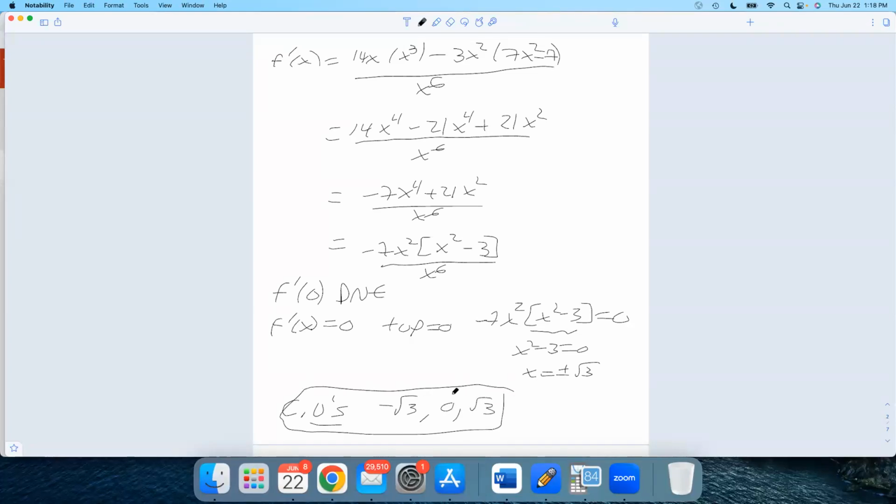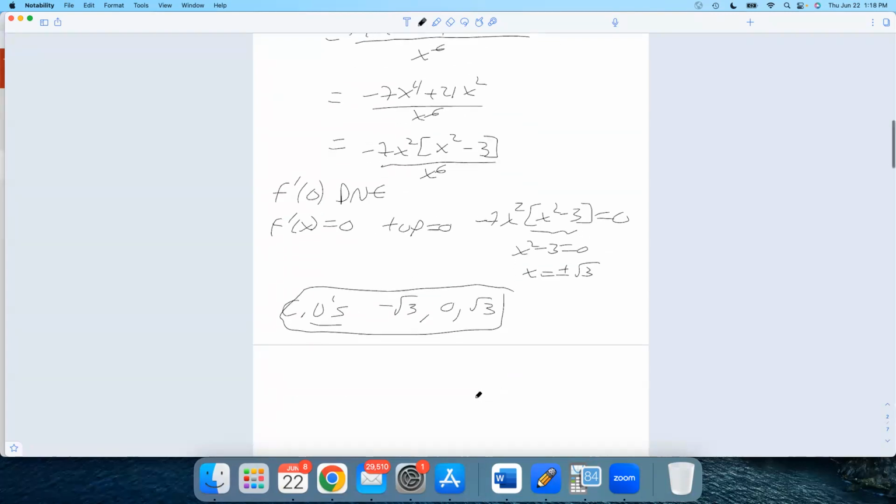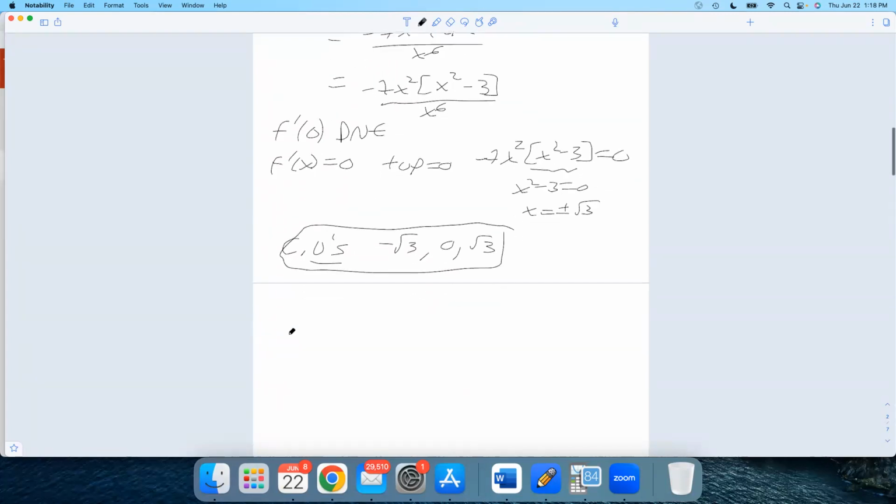That guy's not going to give us a critical point because it's not a point on the graph, but we still have to include it in our sign chart. A lot of mistakes happen here. Places where the derivative doesn't exist still go in our sign chart. All right, so now let's do a sign chart for the derivative.